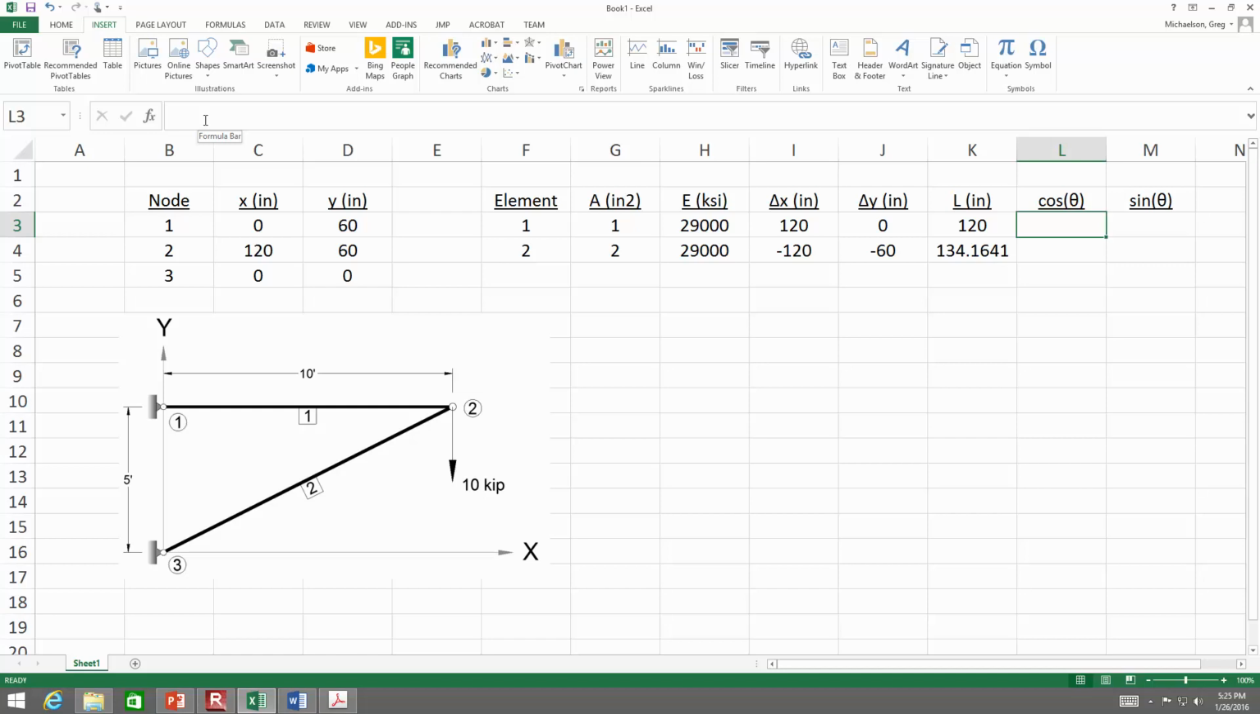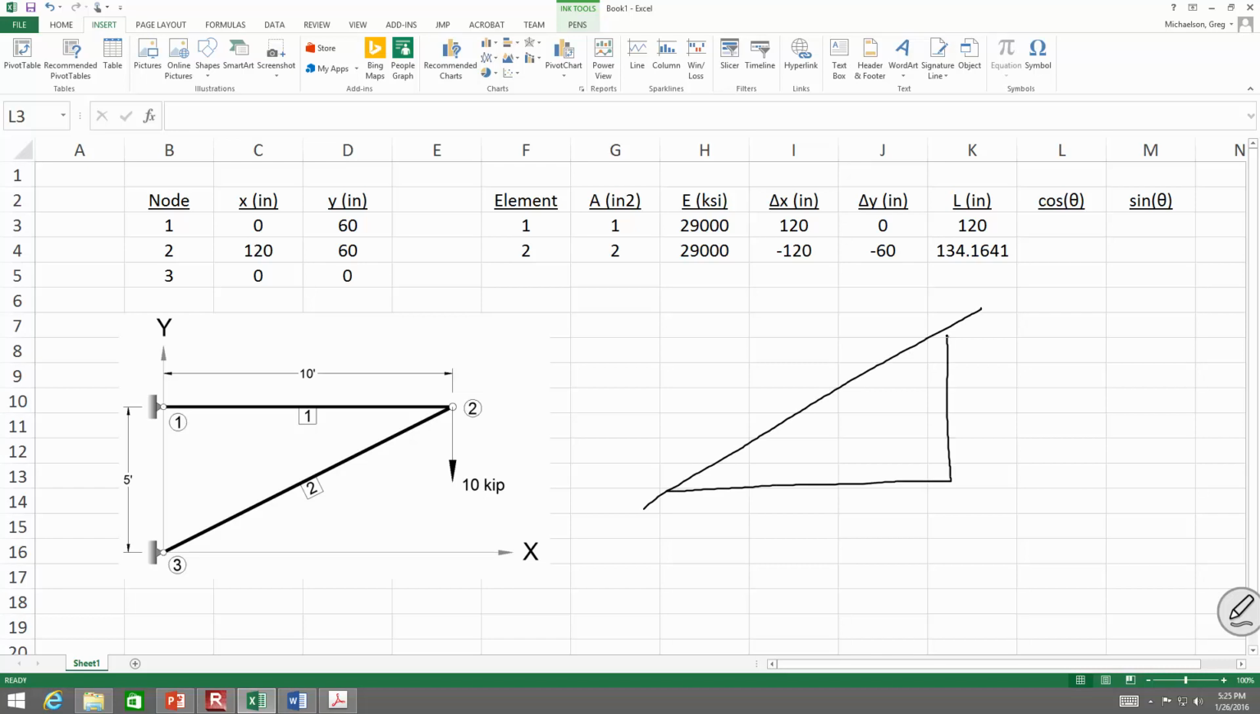I mean, keep in mind, hopefully my little pen will work. Let's see if this works. We have a member, right? This is delta y, this is delta x, this is our angle that we're looking at, and this is L. How do I calculate the cosine of that angle? Delta y by L? I mean, this is delta y right here. There we go. Delta x by L, right? Cosine is adjacent over hypotenuse.